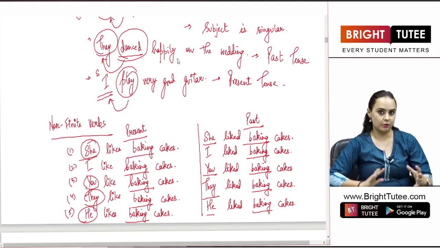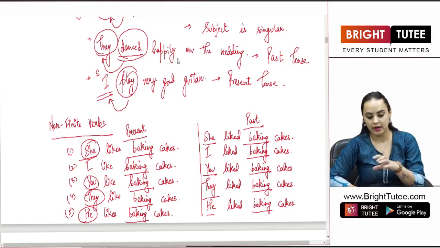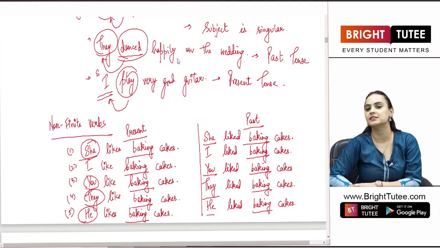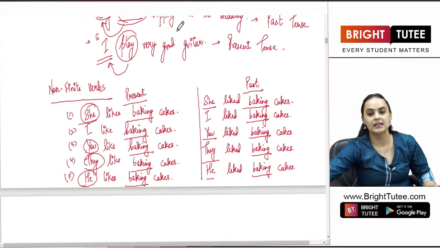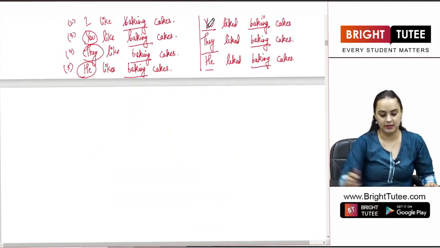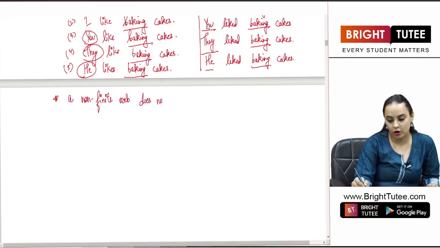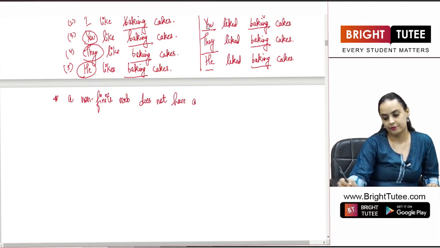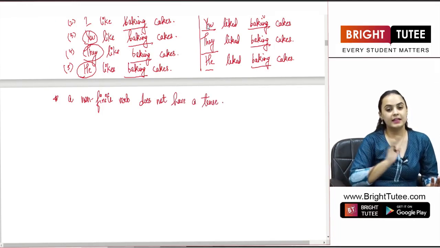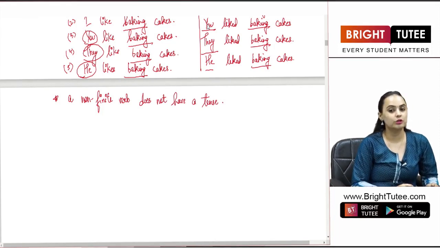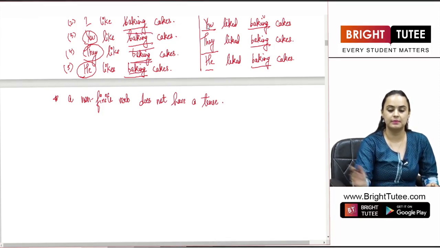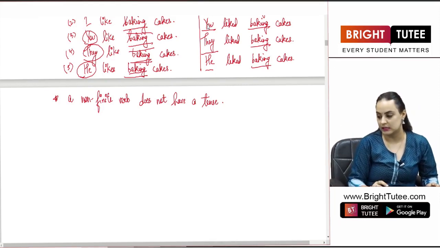But irrespective of the tense, irrespective of the subject, my verb baking remains the same. It does not change. So, what is it? Baking is a non-finite verb. So, what do we know now? A non-finite verb does not have a tense. There is no tense that the non-finite verb has. It remains the same, be it in the present or be it in the past.